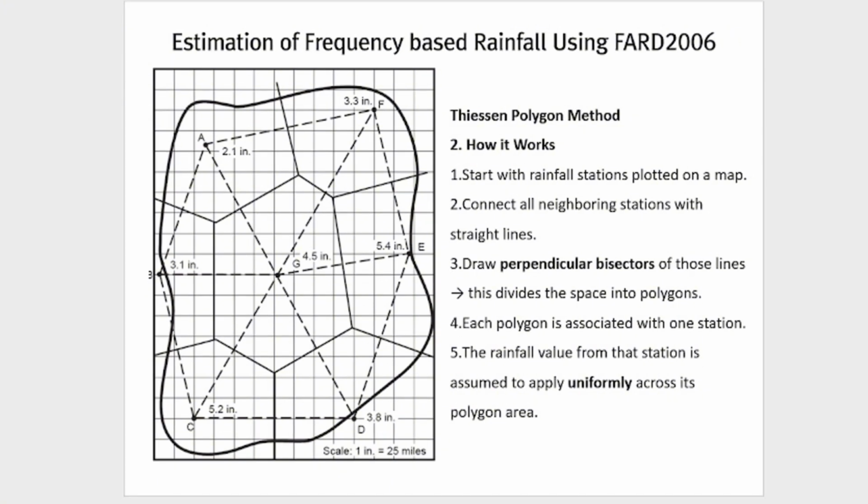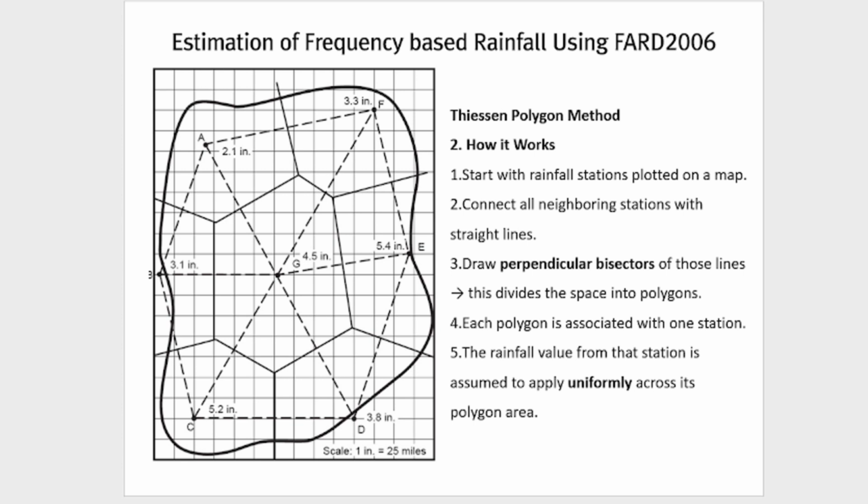So how it works. Start with rainfall stations plotted on the map. In this case, it will be A, B, C, D, E, F. And then connect all the neighboring stations with straight lines, or in this case, dotted lines. And then draw perpendicular bisectors of those lines, and these lines will divide the space into polygons. So each polygon is associated with one station. The rainfall value from that station is assumed to apply uniformly across its polygon area.